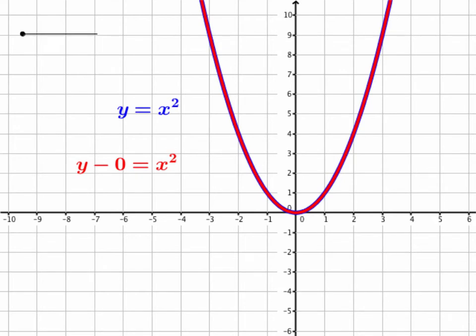The blue graph is the graph of y equals x squared. Even if you can't see it, it's right there behind the red graph, because of course the red graph is exactly the same thing right now, y minus 0 equals x squared. But let's see what happens when we change this to a y minus 2 equals x squared.